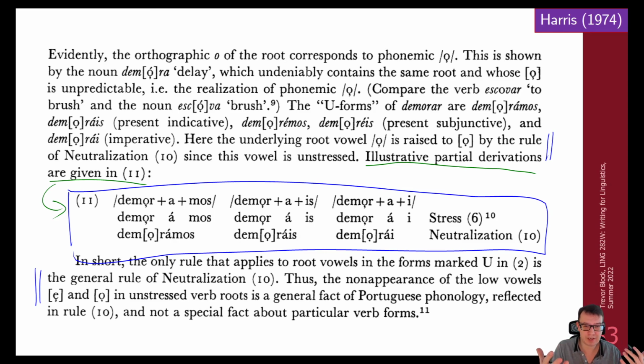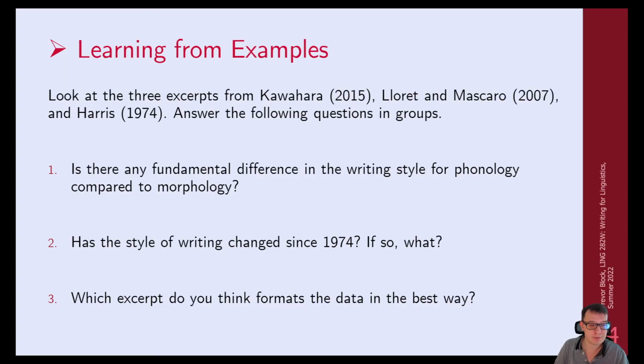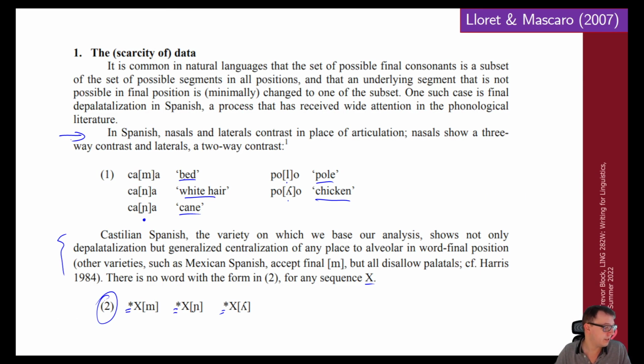We see them laid out nicely. And of course, we see numbering of examples in text. So that's been fairly consistent. And the third one is really an opinion question. So which do you think formats data in the best way? And this is where you're going to come in and decide what you like and hopefully adopt that in your writing. So for me personally, I like this example.